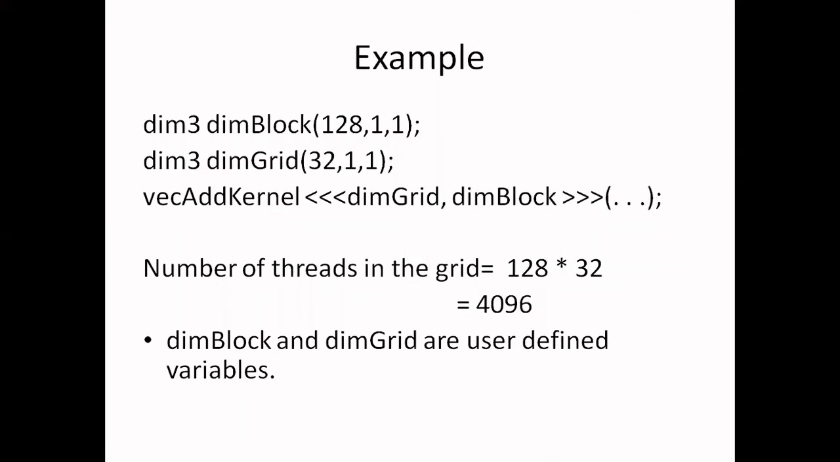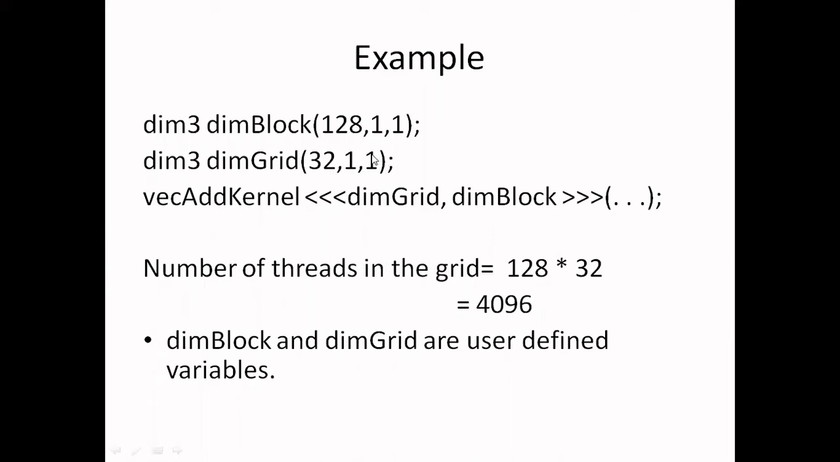So we have an example which is saying that you will use a data type dim3, a variable name, and specify the dimensions in x dimension, y dimension, and z dimension. Similarly, this is for dim block and this is for dim grid. In that case, what will happen?